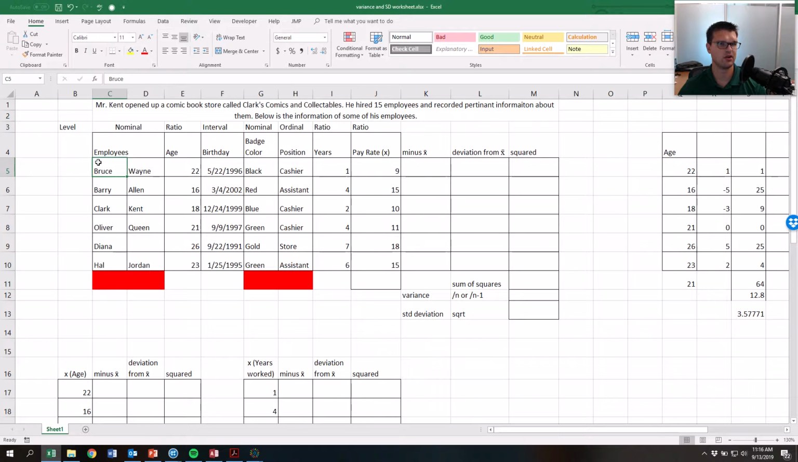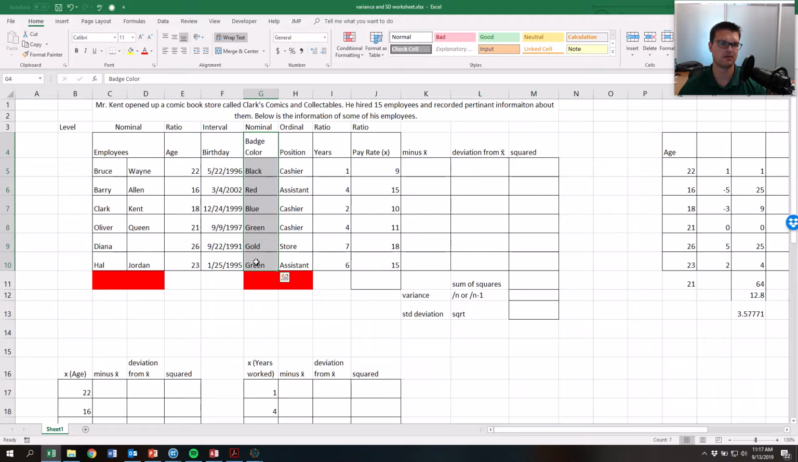So we've got your 6 employees. Okay, you've got their ages, their birthdays, their badge color, their position, years working, and their pay rate. Those are your variables. And looking right up here, the name of the employees, that's going to be nominal data because you can't put those in order. Age, that's going to be ratio. Birthday is going to be interval because 0 doesn't really mean 0. In this case, 0 actually means time from 1900 AD. A lot of times, most times it's time after 0 AD.